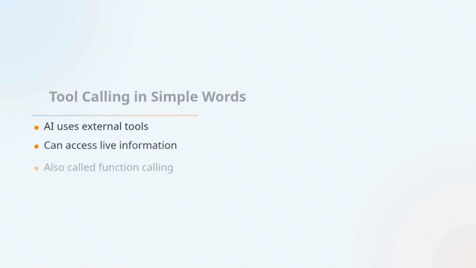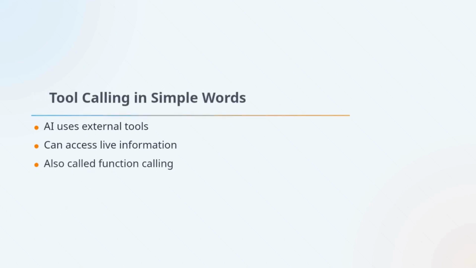Tool calling means an AI model can go beyond its built-in training and interact with external tools, APIs or systems. So instead of only answering from memory, it can fetch real-time data, query a database, execute a function, or trigger an action. This is why tool calling is such an important capability in modern AI systems.